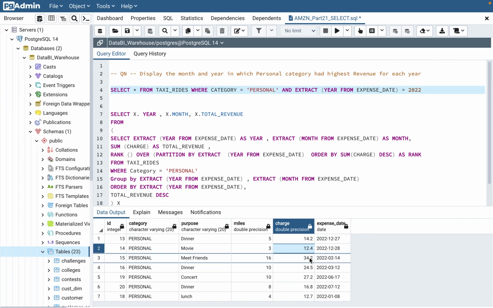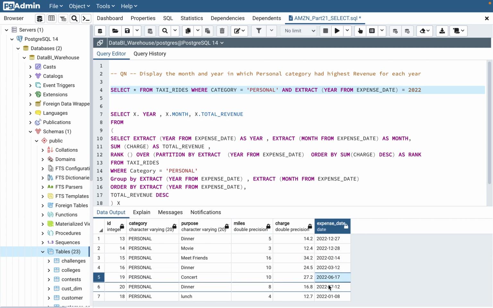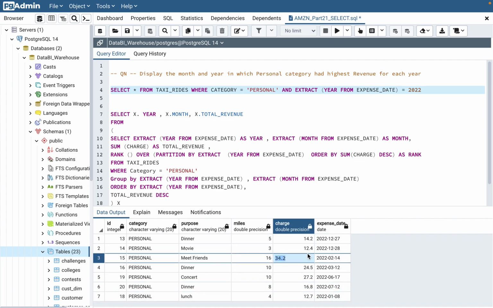But do you have any other month where there is higher revenue? So 34.2, that's highest. Even though there is one ride, 34.2 is the highest. So let's see the other months. 3, 6, 7, all these are 1 ride and all those are less. So for 2022, what is our answer? Our answer is month 2 of 2022, and charges revenue 34.2, correct?